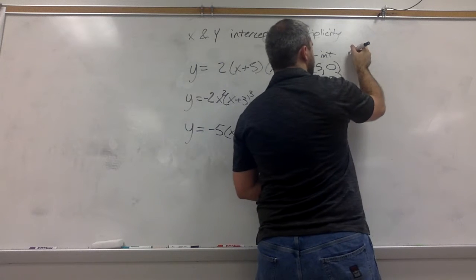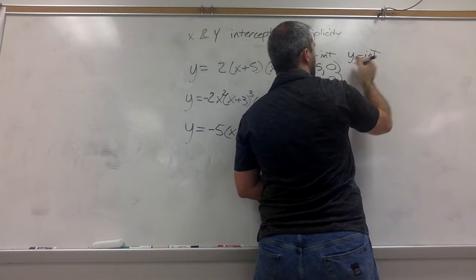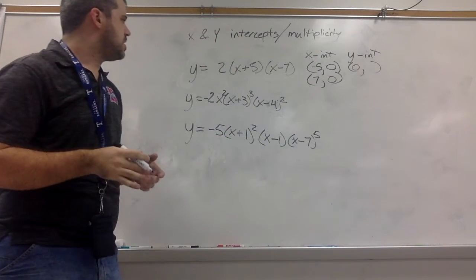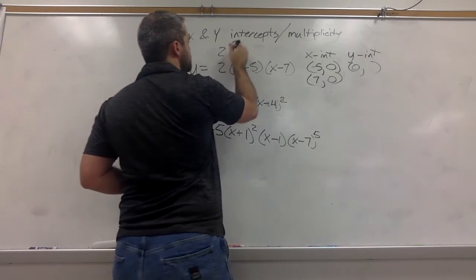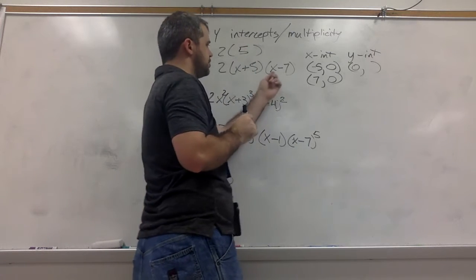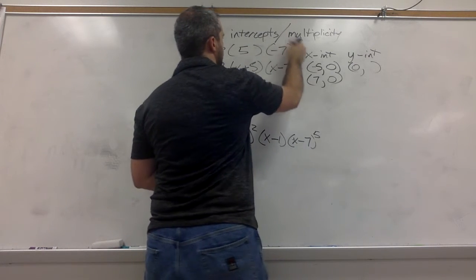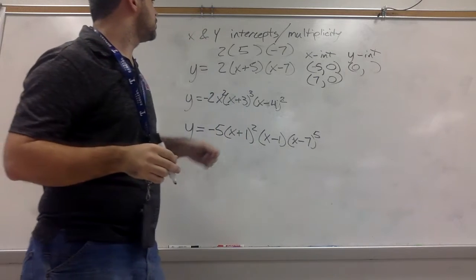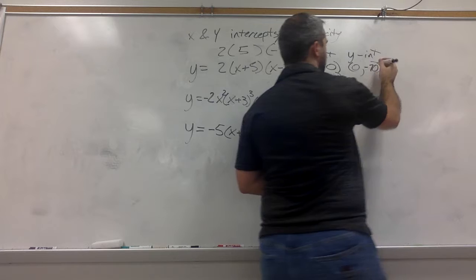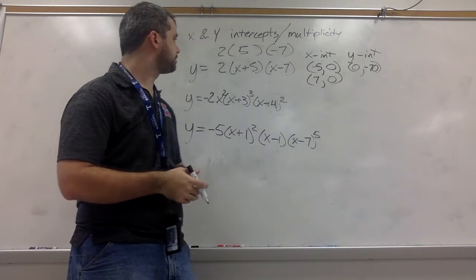Now to find the y-intercept, it's the opposite. I have to set my x equal to 0. Now to set my x equal to 0, this is 2. 0 plus 5 is 5. 0 minus 7 is -7. So 10 times -7 is -70.